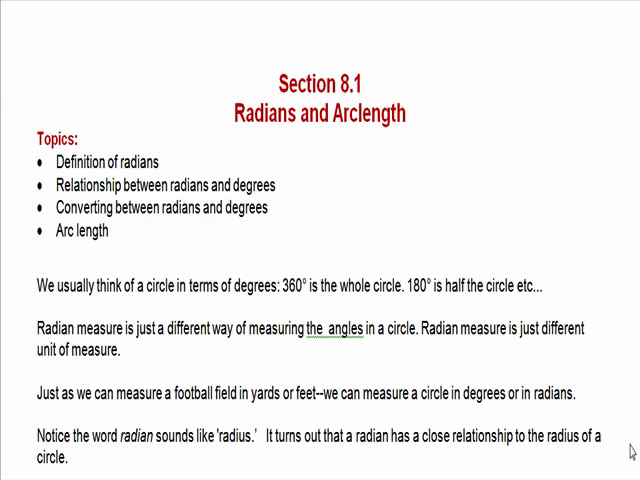So let's begin. We usually think of a circle in terms of degrees, right? With 360 degrees being the whole circle, 180 degrees would be the half circle, and so on. Well, radian measure is just a different way of measuring the angles in a circle. Radian measure is just a different unit of measure.